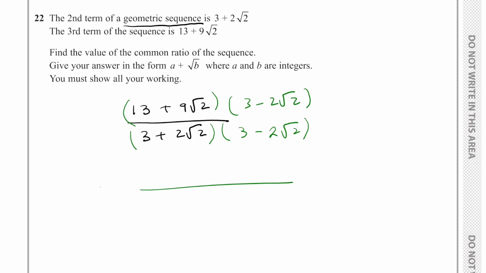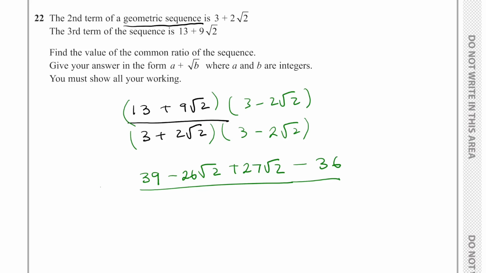So I'll do it all in one go. The top line, 13 times 3 is 39. 13 times negative 2 root 2, negative 26 square root 2. 9 root 2 times 3 is 27 root 2. And 9 root 2 times negative 2 root 2 is going to be negative. 9 times 2 is 18. And root 2 times root 2 is 2. So 18 times 2, 36.